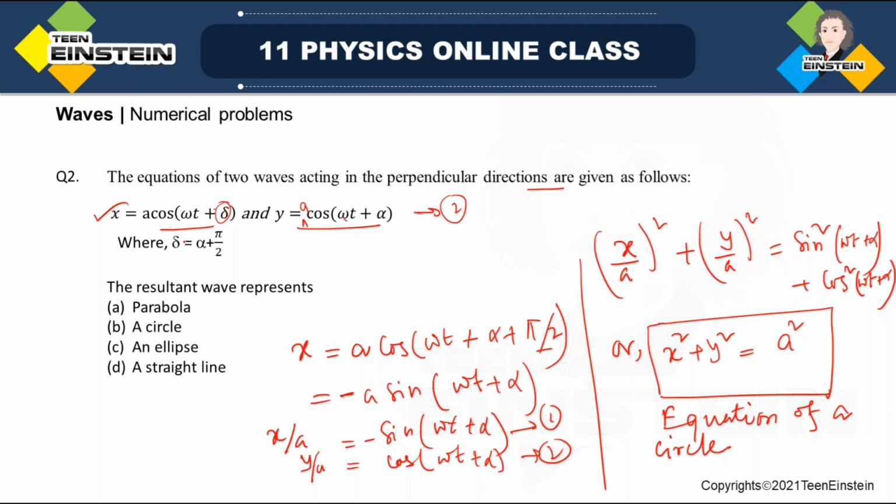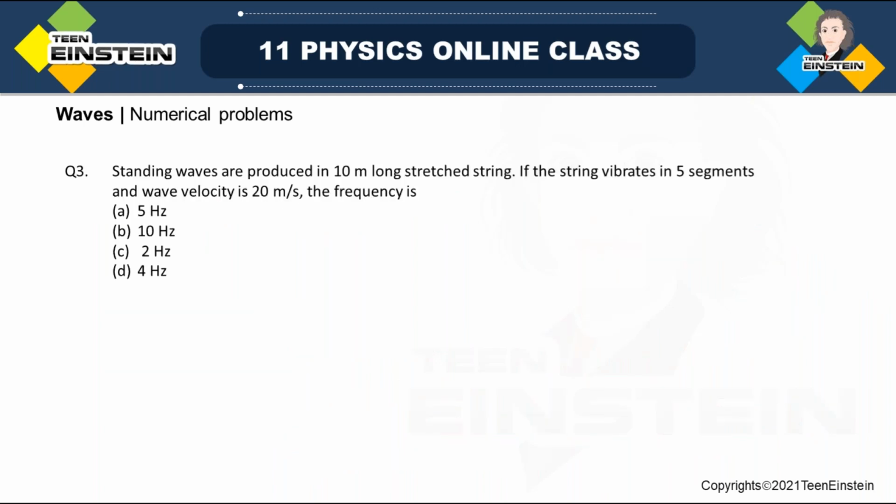Here in this case delta was given and delta is actually alpha plus pi by 2. So then we can get some idea that here also there will be alpha and all, and that would help you to square them out and then get the equation of the circle. All right, so let us go to the third question.